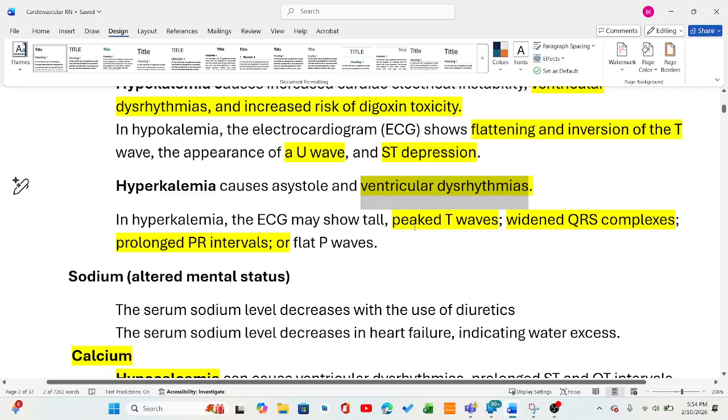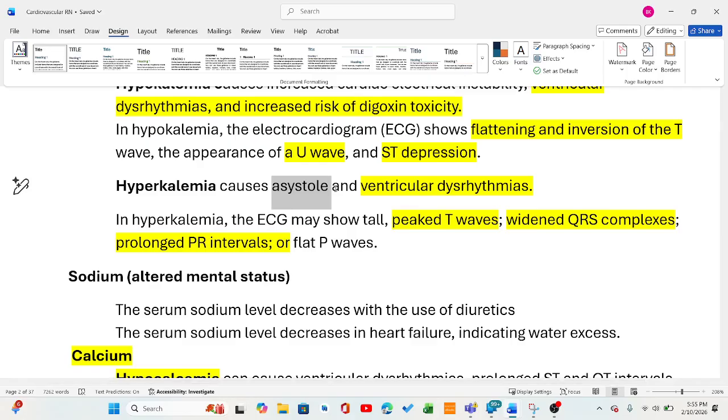With hyperkalemia, I'm not going to focus much on it, but the T wave will be tall or peaked, the QRS will be widened, and there'll be a prolonged PR interval. Sometimes the P wave gets flattened. So please take note of that. But what I want you to understand with hyperkalemia is that it can cause ventricular dysrhythmias. It can also cause asystole. The whole thing is that either low potassium or high potassium, this person is at risk of developing ventricular dysrhythmias, and all the ventricular problems are not good. Anytime you have ventricular problems, you have oxygenation problems.